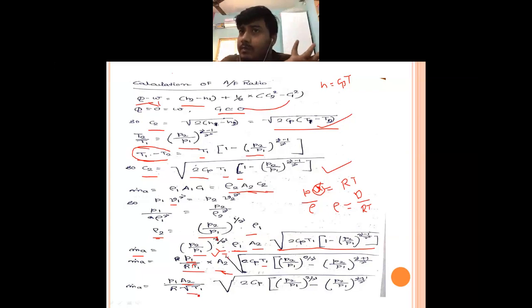So we have put inside the P2 by P1 term to the power 1 by gamma. So do the calculation by your hand. So it will be quite easier to understand. Okay, so I just show you the steps.